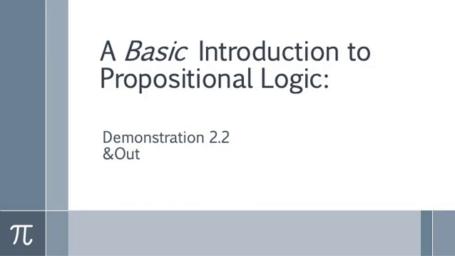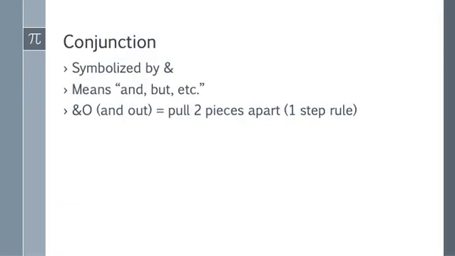A basic introduction to propositional logic, demonstration 2.2, and out. Again, a conjunction is symbolized by the ampersand symbol. It means and, but, etc. The two pieces that it connects are called conjuncts. The and out rule pulls two pieces apart, and it is a one-step rule.